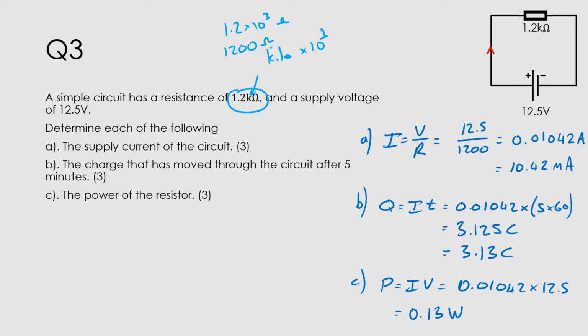Okay, so let me just talk through a couple of the reasons for the decisions that were made here and why we got the values that we did. So for part A, we had to work out our current. For that, I rearranged Ohm's law, voltage divided by resistance, 12.5 over 1200.